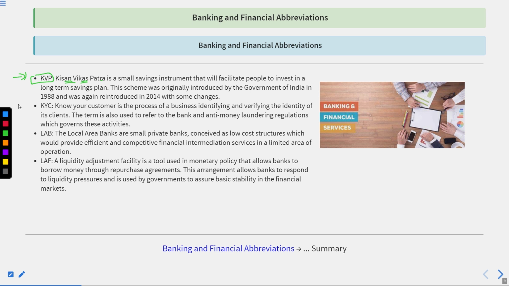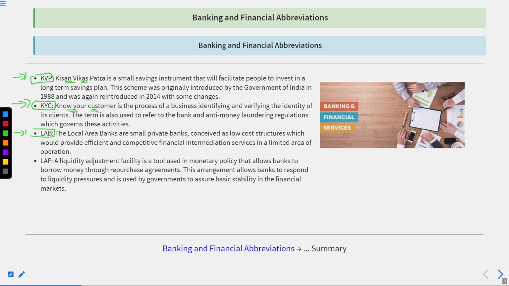The KYC, knowing your customer, the process of a business identifying and verifying the identity of its clients. The term is also used to refer to the bank and anti-money laundering regulations which govern these activities.